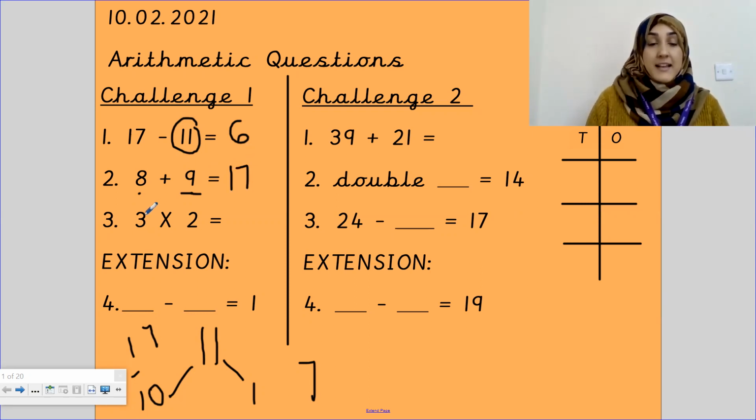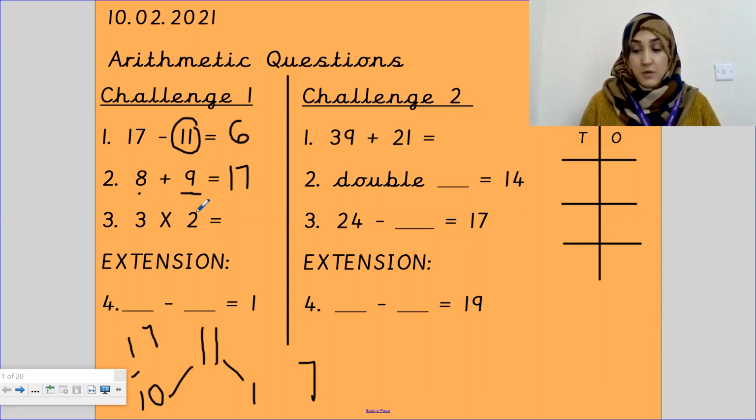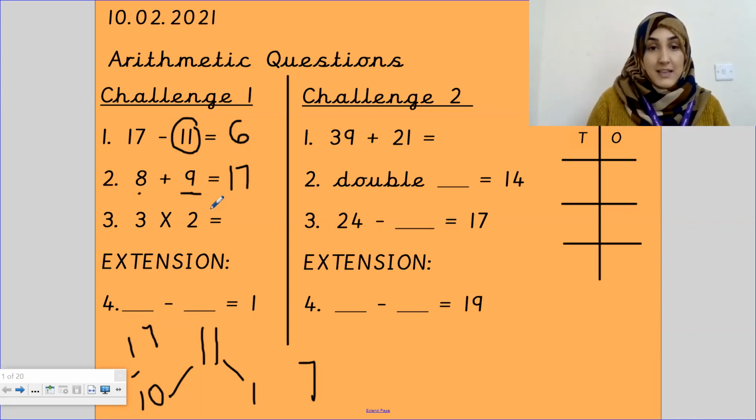Okay, next. It says 3 lots of, which is times or multiplied by, 3 lots of 2. So how many groups does that make? How many lots do I have? 3. What number am I counting in? I'm counting in my 2s. So let's count in our 2s. That's 2, 4, 6. So 3 lots of 2 equal 6.